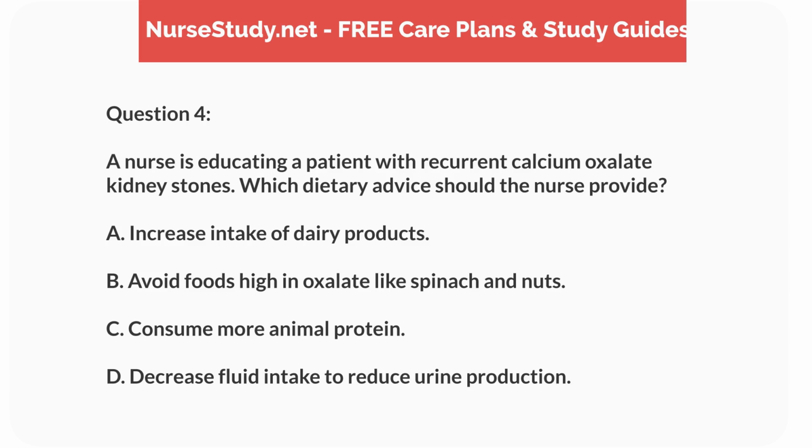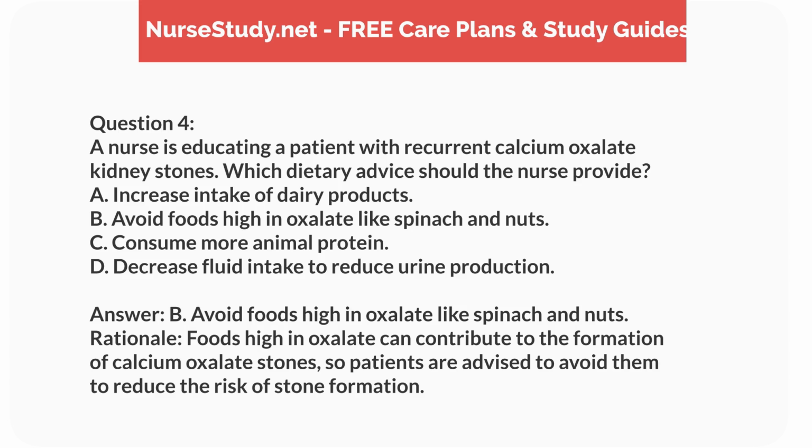Question 4. A nurse is educating a patient with recurrent calcium oxalate kidney stones. Which dietary advice should the nurse provide? A. Increase intake of dairy products. B. Avoid foods high in oxalate like spinach and nuts. C. Consume more animal protein. D. Decrease fluid intake to reduce urine production. Answer: B. Avoid foods high in oxalate like spinach and nuts. Rationale: foods high in oxalate can contribute to the formation of calcium oxalate stones, so patients are advised to avoid them to reduce the risk of stone formation.